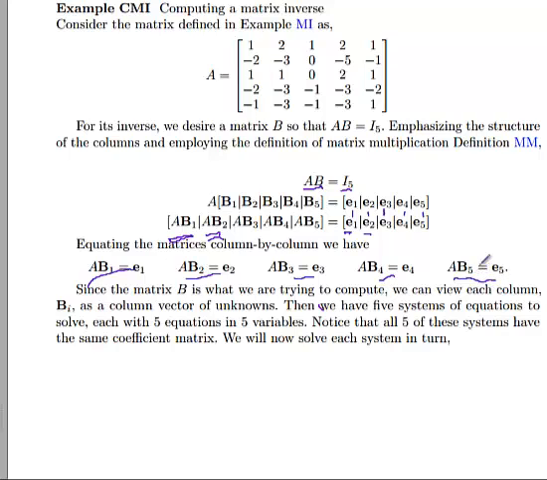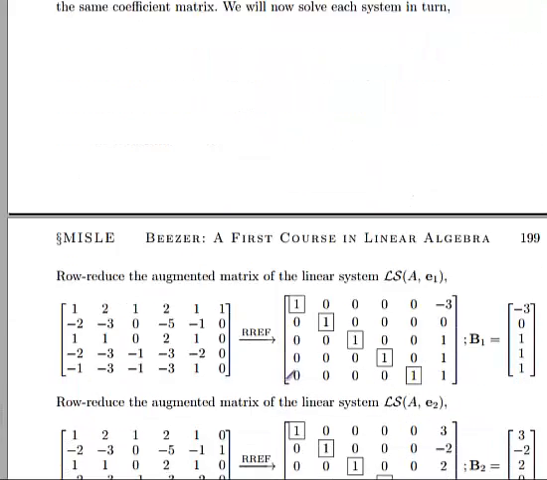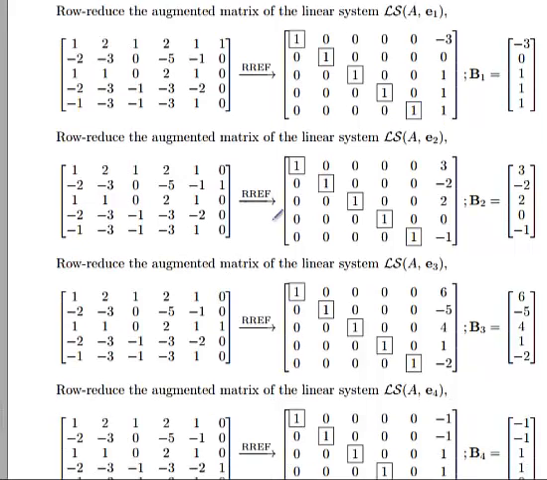Okay, that seems like a lot of work. Well, what you'd have to do, so it looks like you're solving 5 different equations, so you have to row reduce 5 different times to get the result. So here's the row reduction that gives you the first equation.